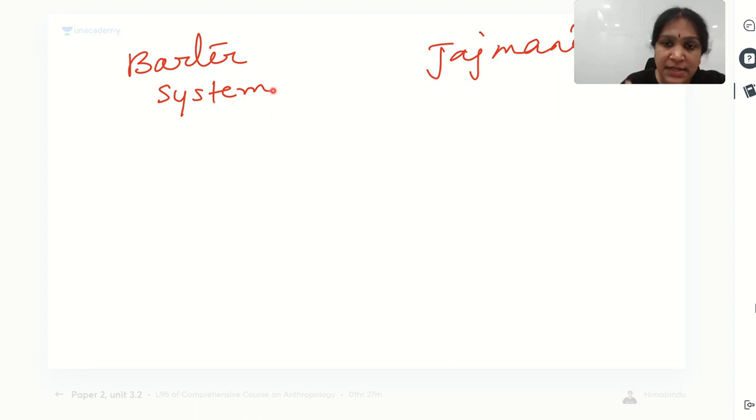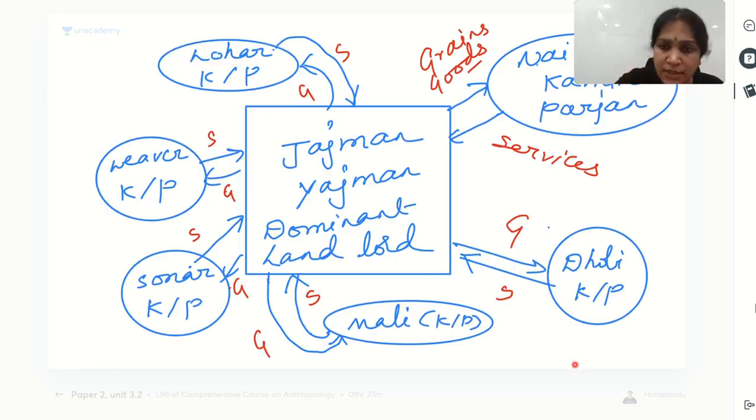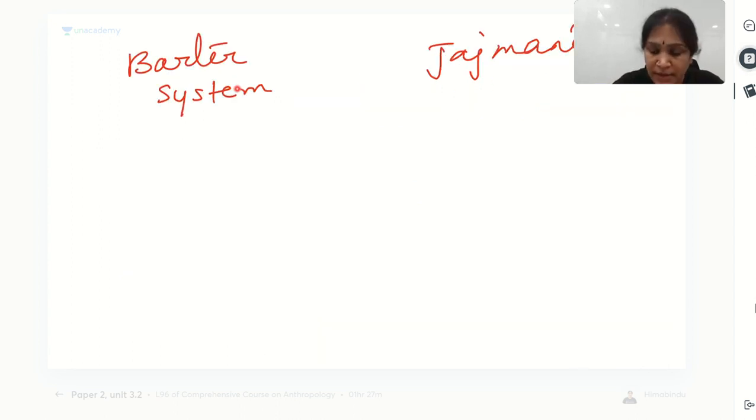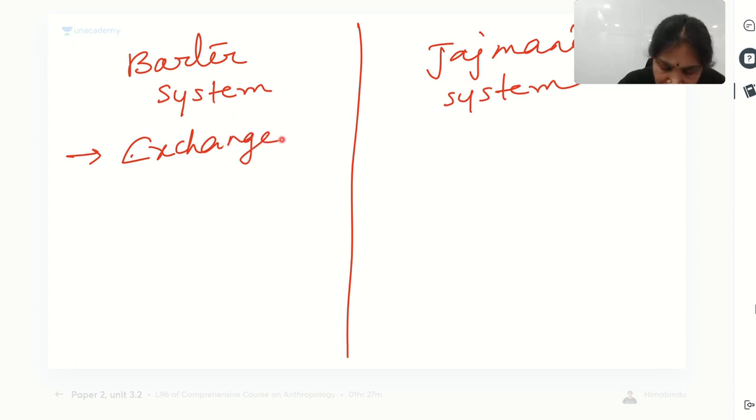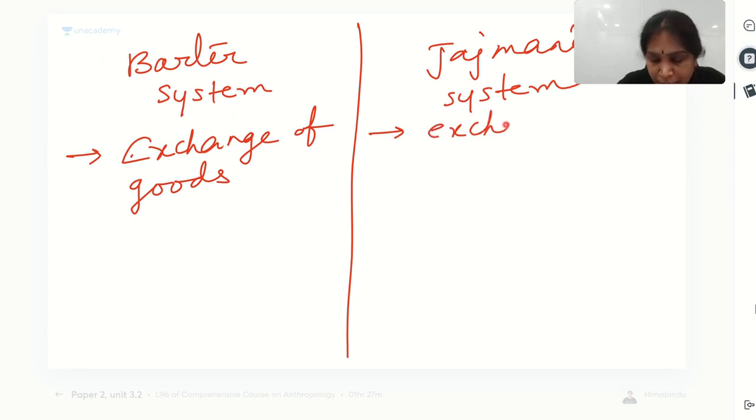But of course, this is like barter only, no doubt. It is like the barter system, but not exactly the barter system. There are some differences. Let me show you. Jajmani system, barter system. So what are the differences? Barter system is only exchange of goods.